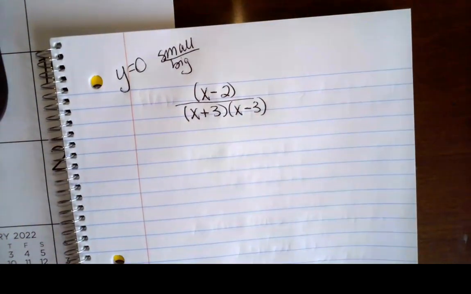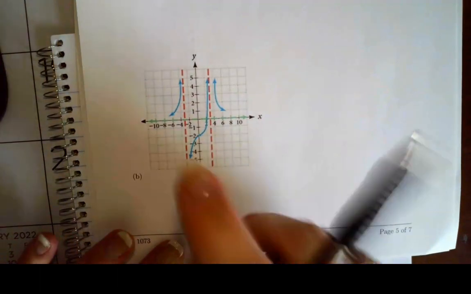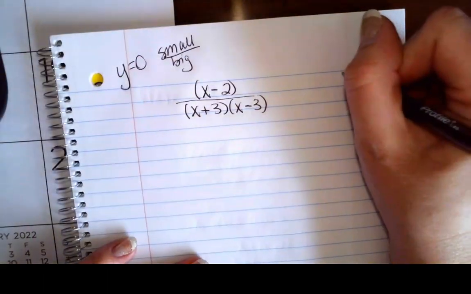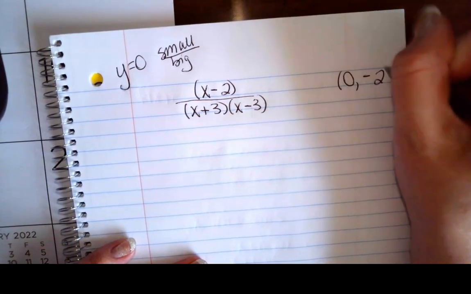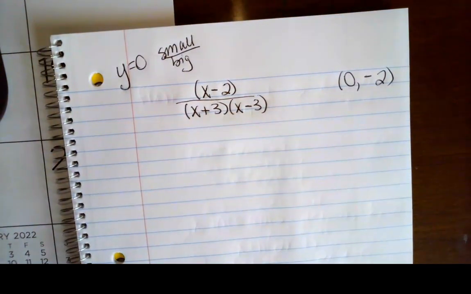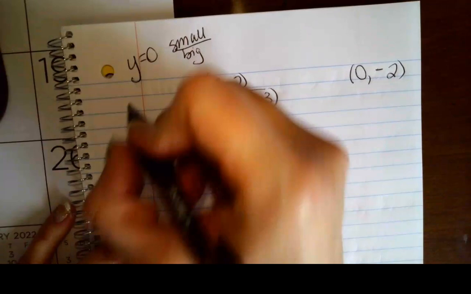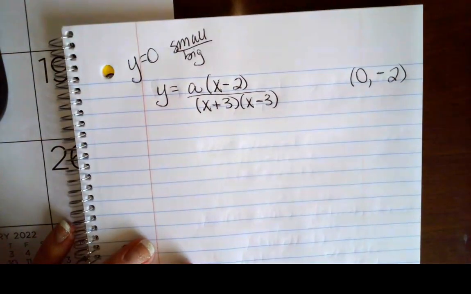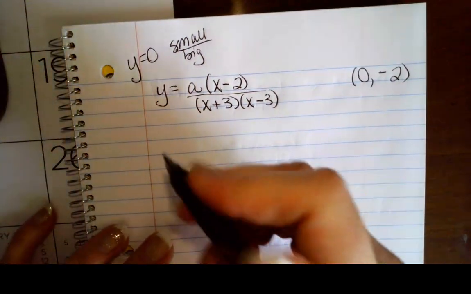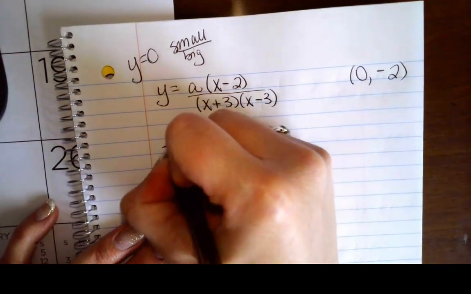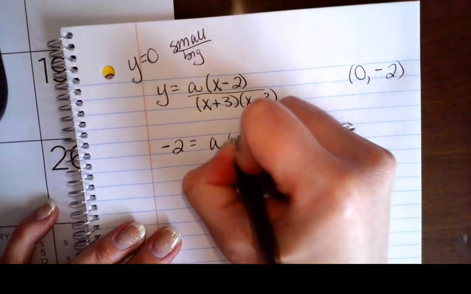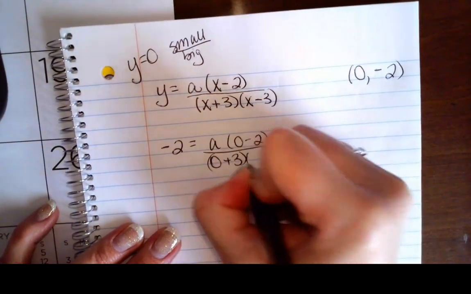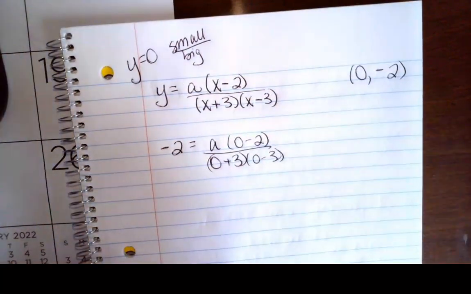The last thing I want to look at is what is my y-intercept. So my y-intercept is at negative 2. So I've got (0, negative 2). And I'm going to fill this in by saying y equals a times (x minus 2) over (x plus 3)(x minus 3). So I know that I should get negative 2 equals a times (0 minus 2) over (0 plus 3)(0 minus 3).